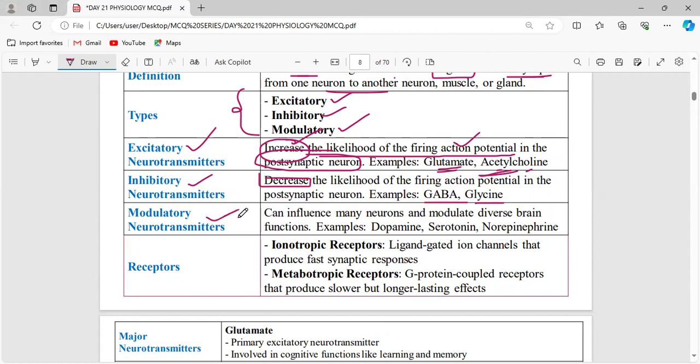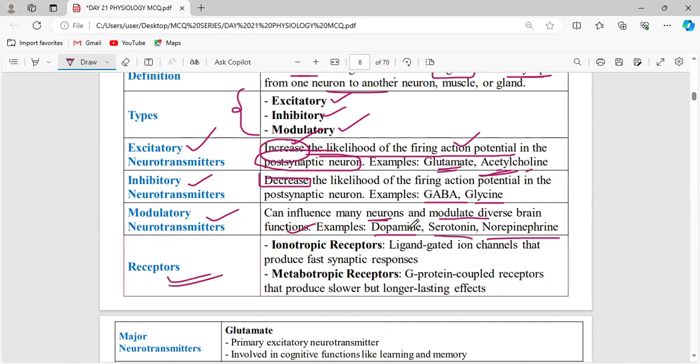Now, what is a modulatory neurotransmitter? Here, they can influence many neurons and modulate diverse brain functions. For example, dopamine, serotonin, norepinephrine. Particularly, the hormones can come under the modulatory neurotransmitters.